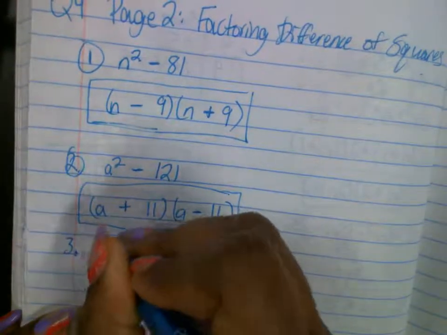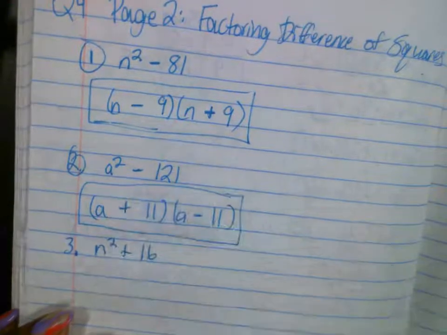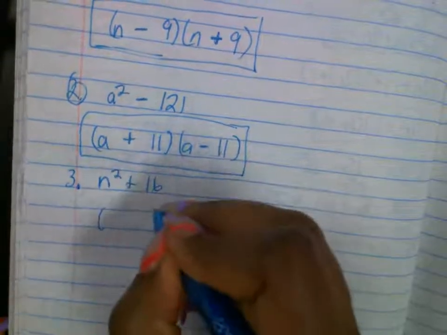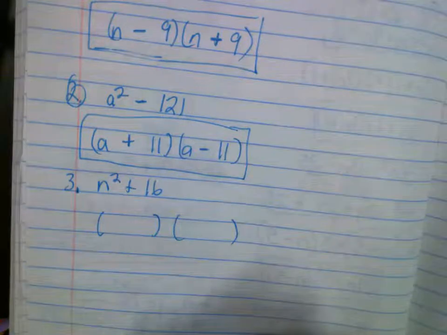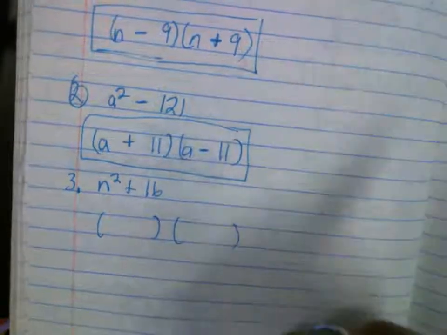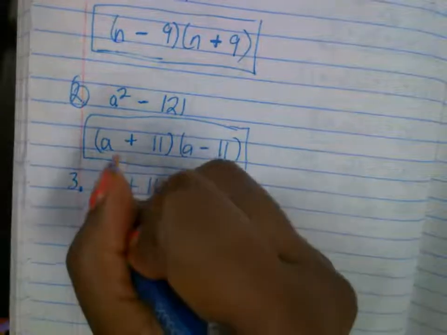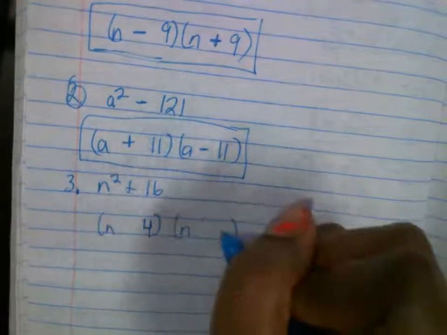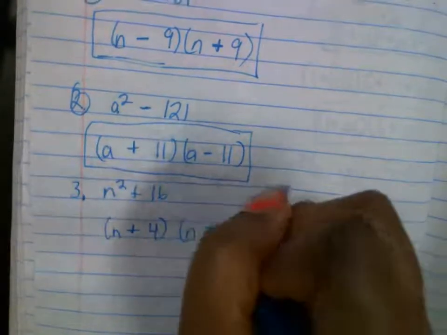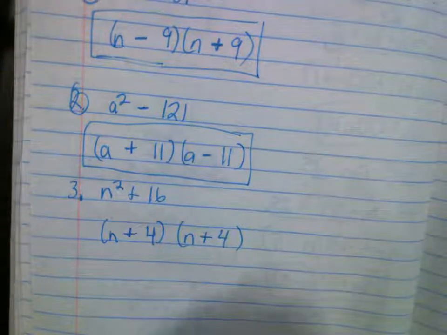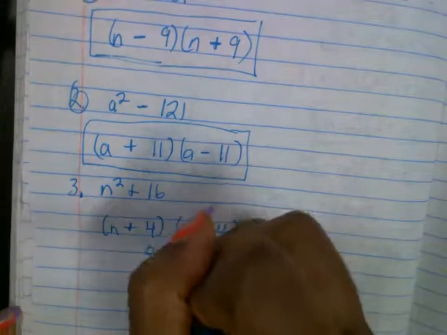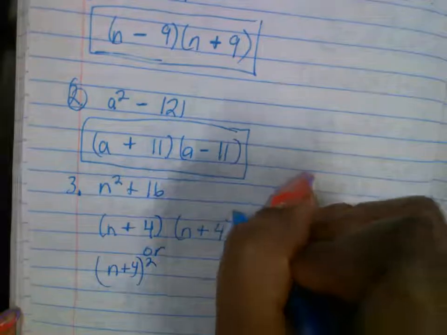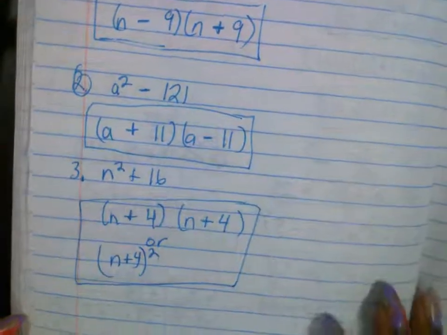Number 3. N squared plus 16. Those are both perfect squares. Okay, very good. So look, for this one, it's positive. It's not difference, but it is squares. So we got n in each. What's the square root of 16? Go ahead. 4. And they're both positive. Questions? So you can write it like this, or n plus 4 squared. Any questions?